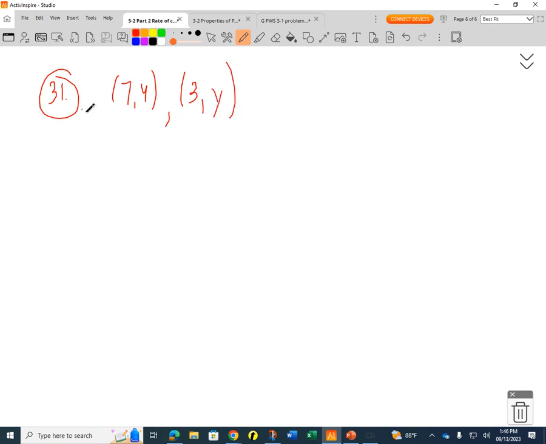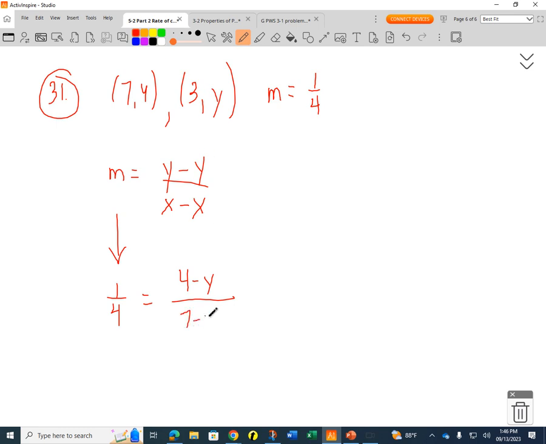All right, so these are the two ordered pairs they give us, but the problem is they don't give me that y coordinate. They do give me the slope though, and they tell me it's 1/4. So I'm going to plug into the slope formula, which is the slope equals the y's minus the y's divided by the x's minus the x's. Everywhere this is the slope, I'm going to put in the given 1/4. Y minus y is going to be 4 minus y, and x minus x is going to be 7 minus 3. So I'm going to simplify. 7 minus 3 is 4.